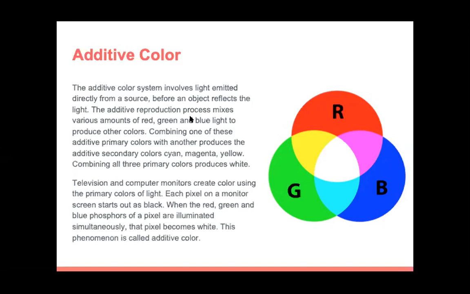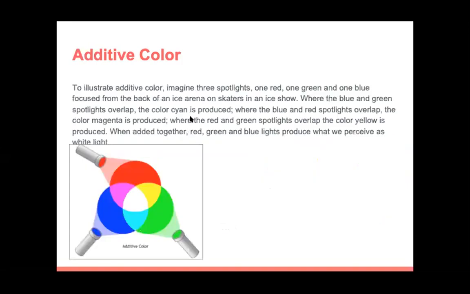So television and computer monitors create color using the primary colors of light. Each pixel on a monitor screen starts out as black. Isn't that crazy? When the red, green, and blue phosphors of a pixel are illuminated simultaneously, that pixel becomes white. This phenomenon is called additive color. You can see it here. It's almost like spotlights when they come together and they overlap. So it's perceived as white light.